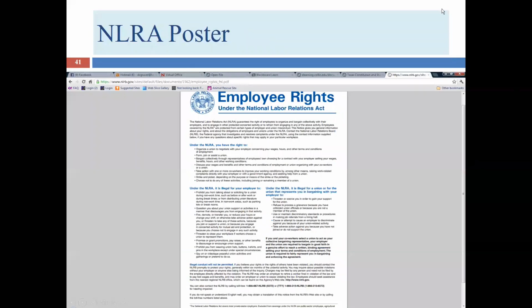And here is our poster again. This is one of the posters that all employers are required to have, both where prospective employees might be present as well as where current employees are. And again, this is one of the posters that would be part of that 12-in-1, I'm sorry, all-in-one poster.